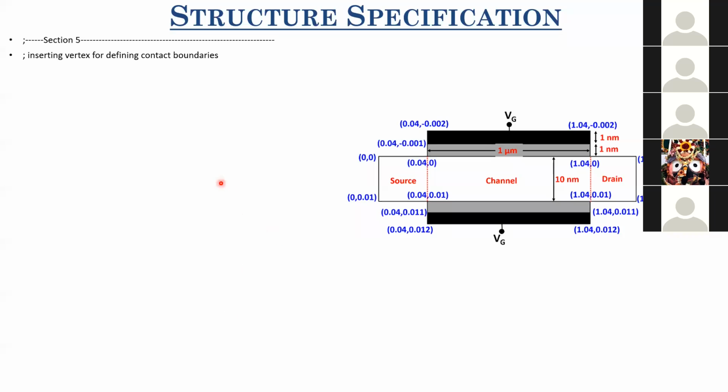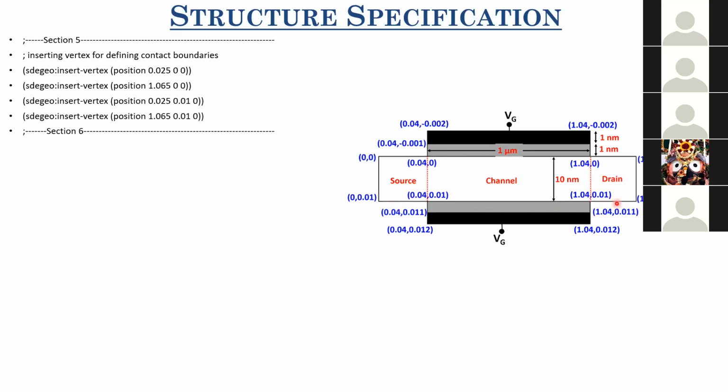Once I've done that, I have to insert the vertices for defining contact boundaries. You see that here we haven't defined vertices or edges for placing contacts. So first we are placing one contact at 25 nanometers. So here we'll have this 25 nanometers and 0. Now I place the drain also. From here to here we have the drain, and it's from 1065 to 1080. Also, we place a source and drain contact at the bottom edge as well. So here also we have a source contact, and here also you have a drain contact.